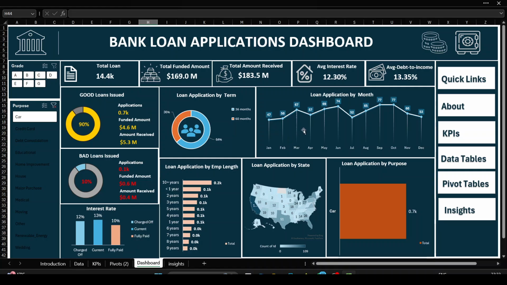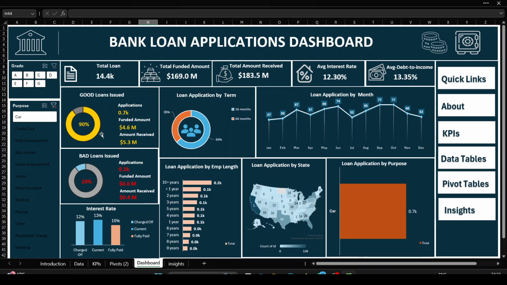As you can see, the graph of loan application by month isn't stable. The number changes very rapidly every month. Still, in the months of September and October, we have sold the most applications for the car loan, which is September and October, 77 and 77.